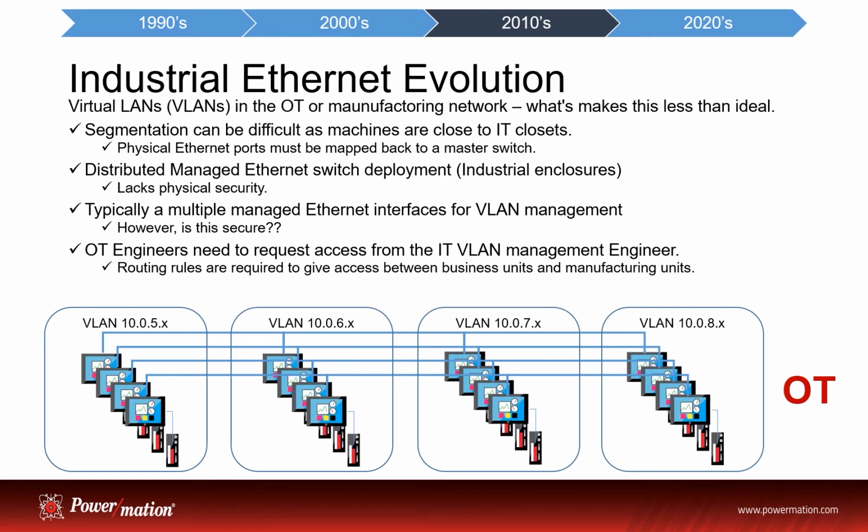Virtual LANs in the OT or manufacturing network can be less than ideal. Machines are often far away from those IT closets, requiring long cable runs. Moving those managed switches closer to the machine would lack physical security and require managing many more managed switches. OT or manufacturing engineers would have to work closely with IT VLAN management engineers, causing delays in implementation of new machines and systems.